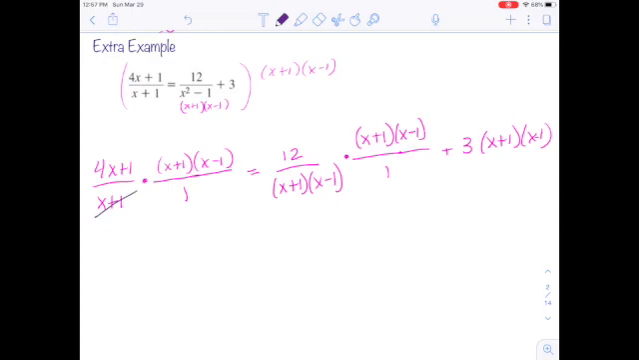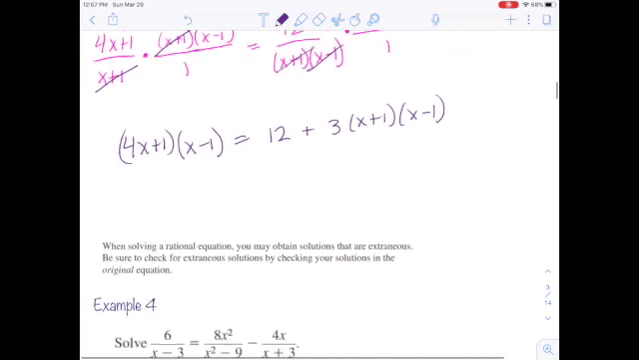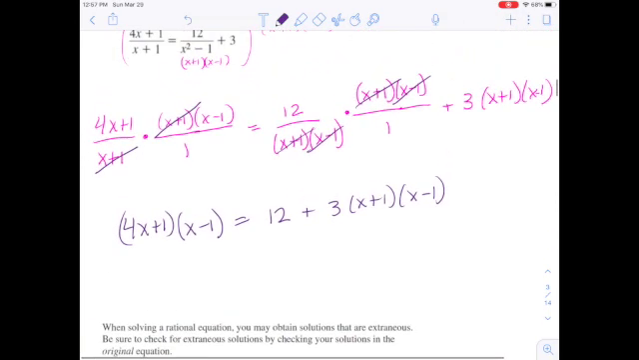All right, so now at this point we can cancel and our fraction should disappear. So x plus 1, that gives you 4x plus 1 multiplied by x minus 1 equal to, see, these are nice because they just fully drop out and you're left with 12 plus 3 times x plus 1 times x minus 1. And we're going to distribute a little bit, combine our like terms, and finish solving.